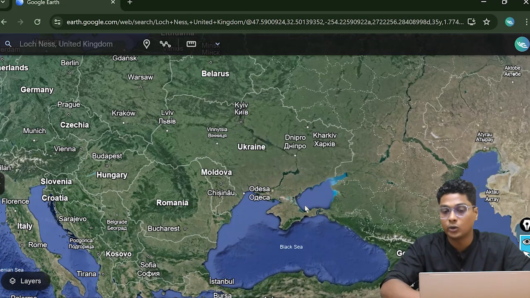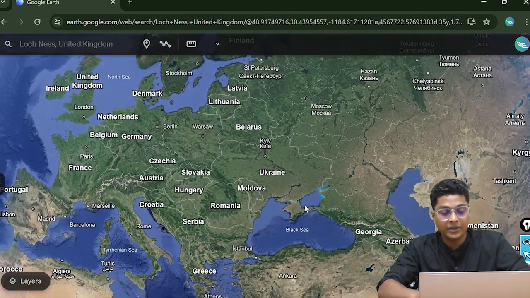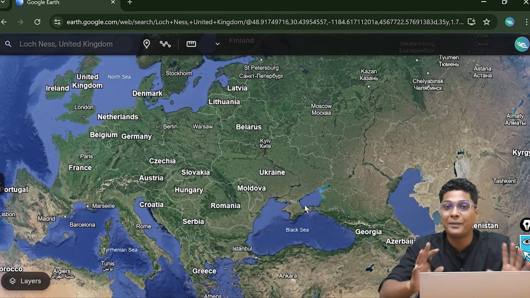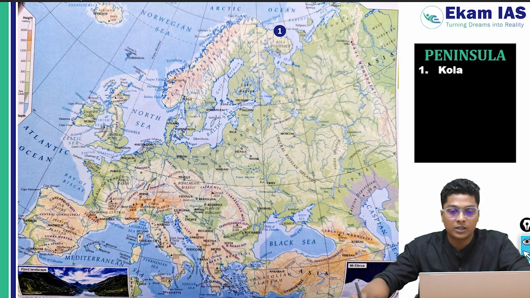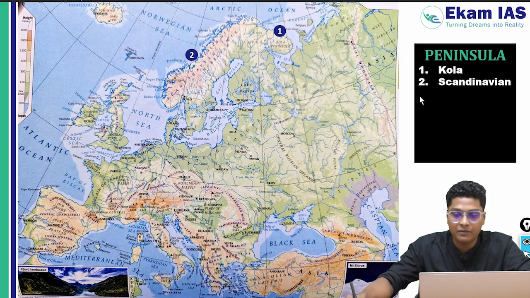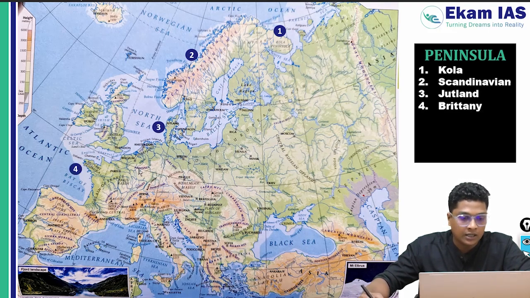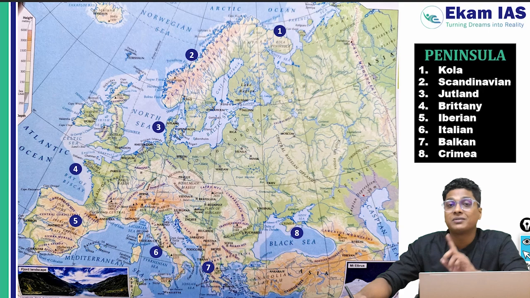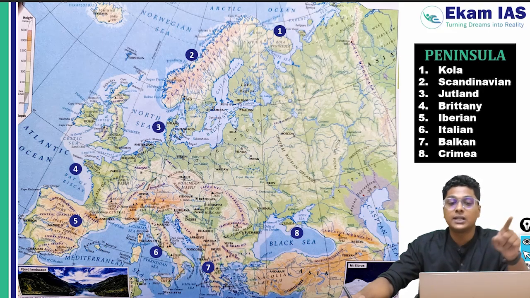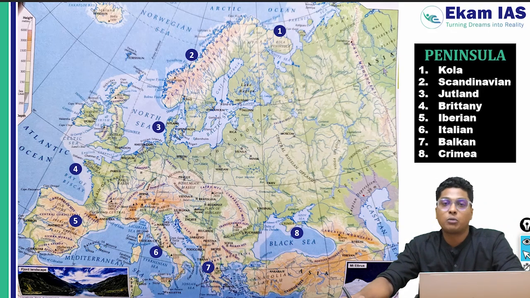Okay, we'll take a detailed look at this region later, but anyway, now let's quickly revise the major peninsula regions in Europe. So the Kola Peninsula is located here. Then here we have the Scandinavian Peninsula. Then we have Jutland, which is located here. Similarly, here we have the Brittany Peninsula, and this is the Iberian Peninsula. Here we have the Italian Peninsula. This is the Balkan Peninsula. Then we have the Crimean Peninsula. So we have seen 8 major peninsula regions in Europe. Try to remember these names.